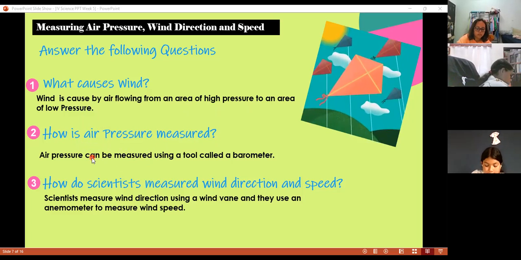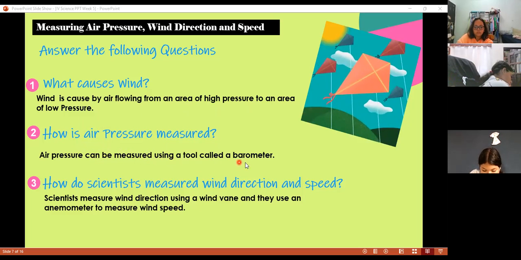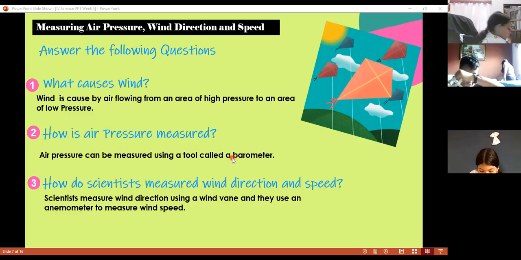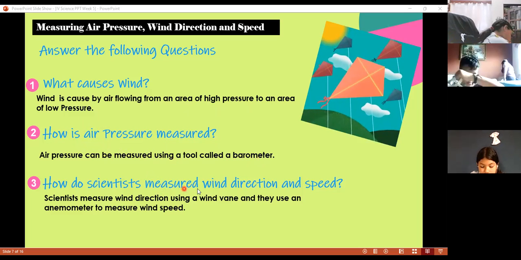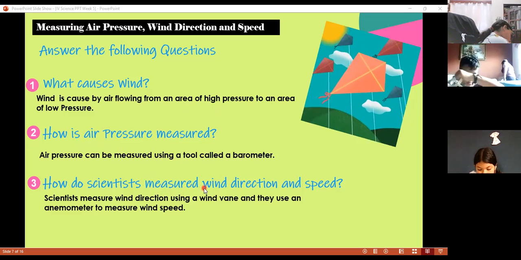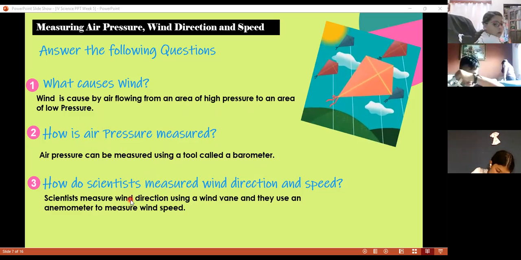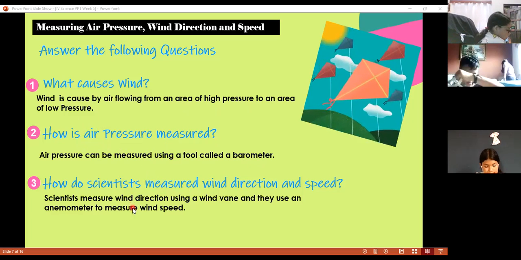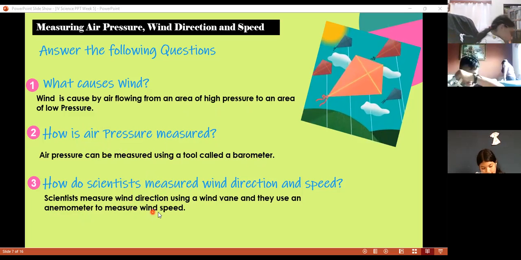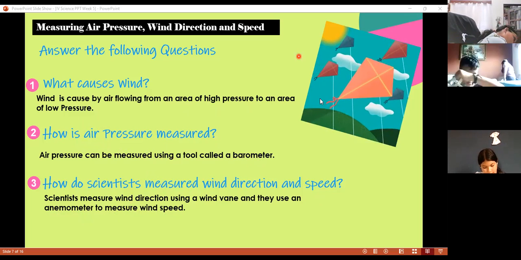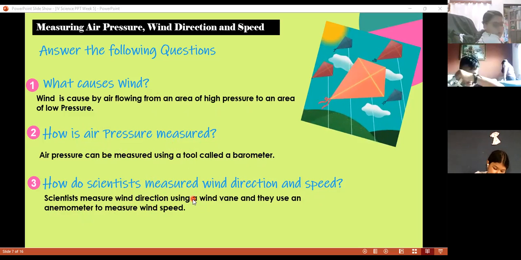Remember that we use that tool, tool number one. It can be measured using the barometer. And how do scientists measure the direction and the speed of the wind? They use the wind vane, and they also use the anemometer to measure the wind speed. This is the answer of number three, the tools that we see today, these three tools.